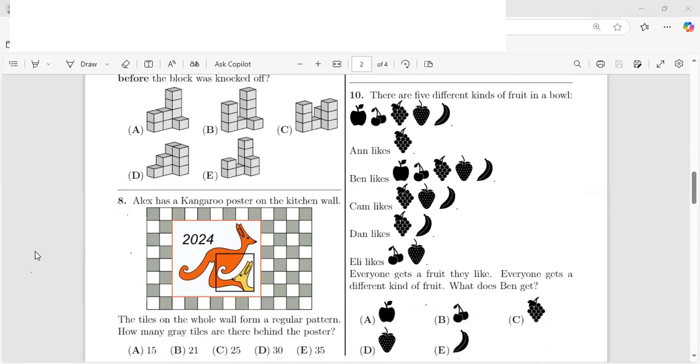Question number 8. Alex has a kangaroo poster on the kitchen wall. The tiles on the wall form a regular pattern. How many gray tiles are there behind the poster? So how many gray tiles? We draw this.